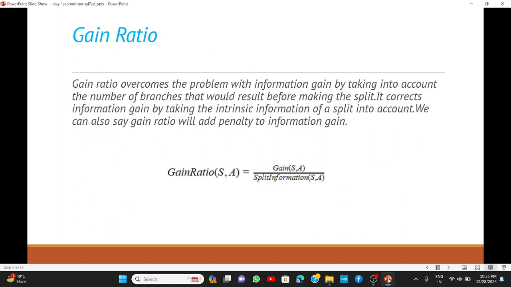Now, gain ratio. Gain ratio overcomes the problem with information gain by taking into account the number of branches that would result before making the split. It corrects information gain by taking the intrinsic information of a split into account. We can also say gain ratio will add a penalty to information gain. The formula of gain ratio for attribute A is equal to gain of S, A divided by split information of S, A.